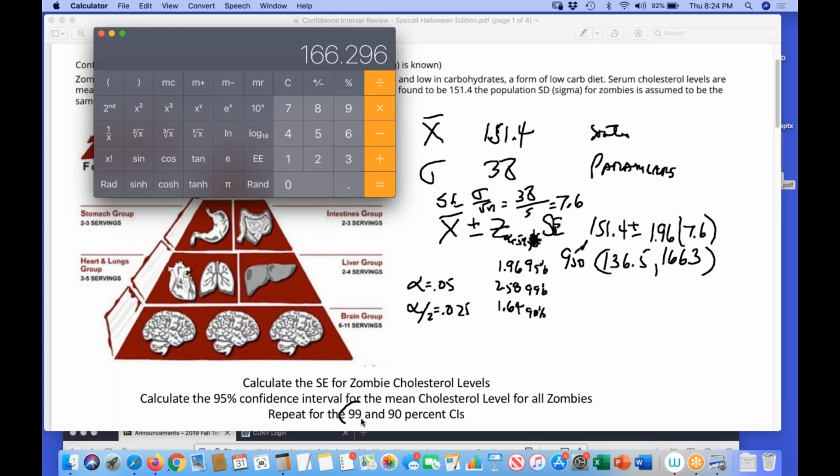Okay, now if I repeated this for 99%, what would I do? I would just change this number: plus or minus 2.58 times 7.6. Do I need to calculate that, or are you guys okay with that, right? Yeah, okay. And for 90%, 151.4 plus or minus 1.64 times 7.6.